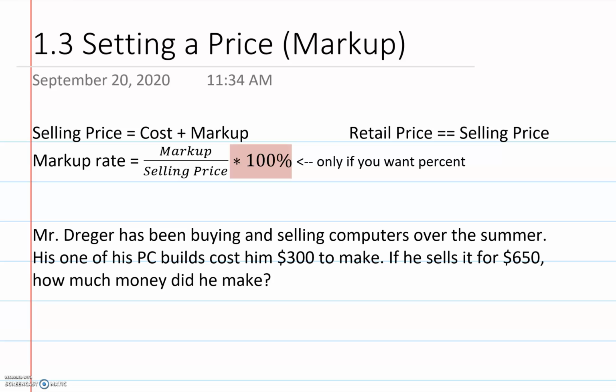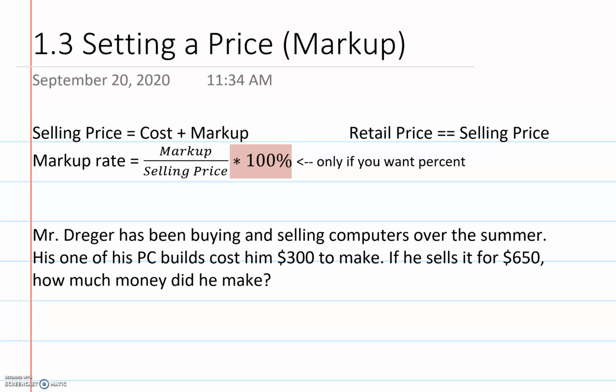In other words, markup. So, if we look at the selling price, we can call it retail price as well. Selling price is equal to the cost plus the markup. So the markup is how much the person is making.